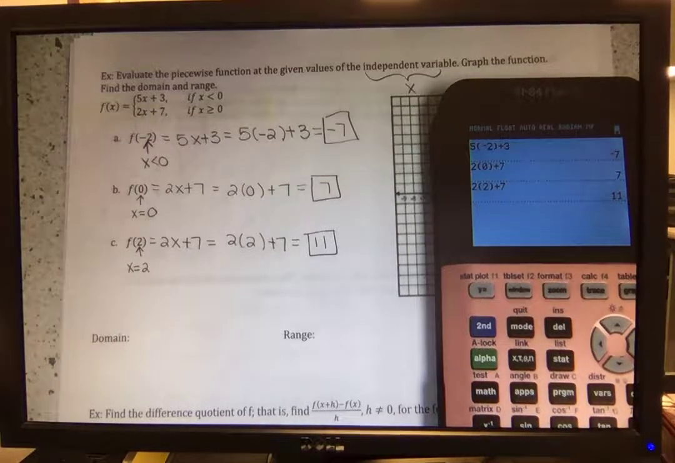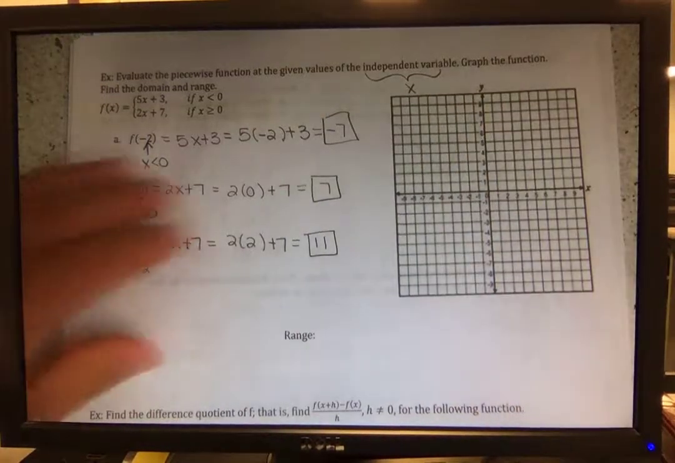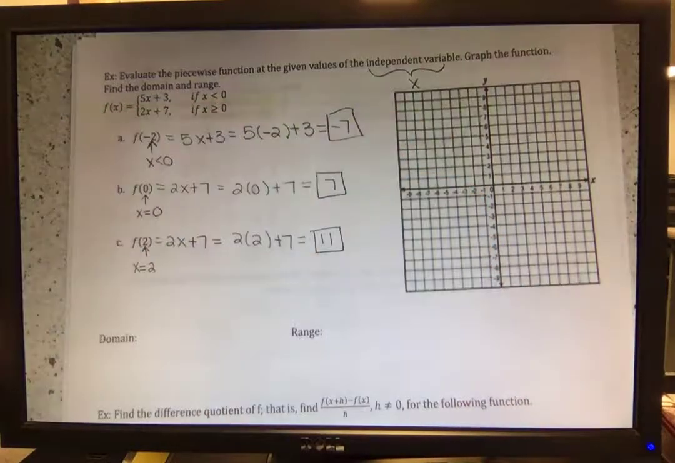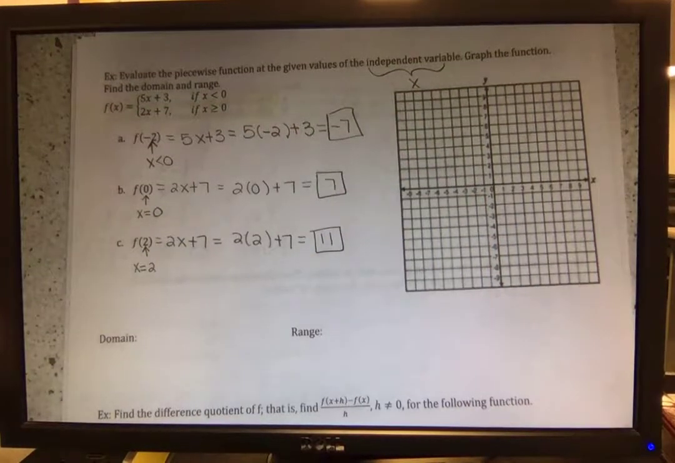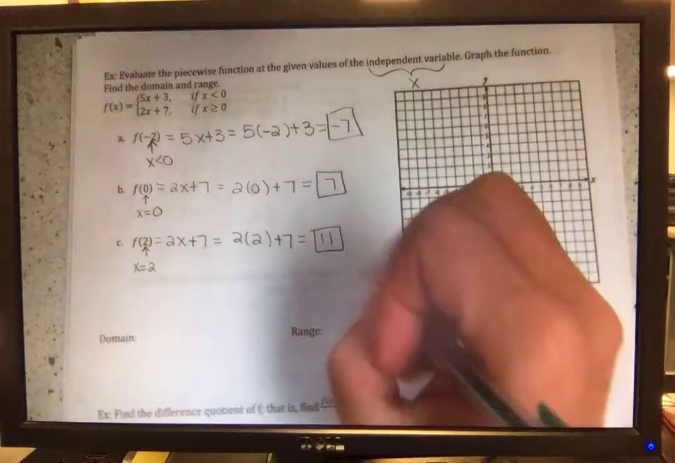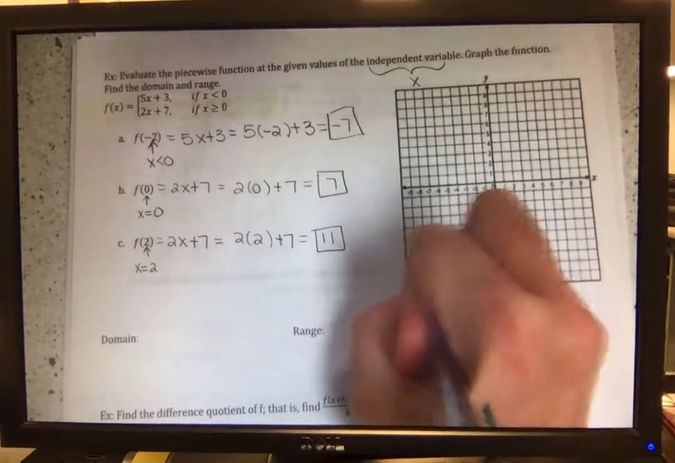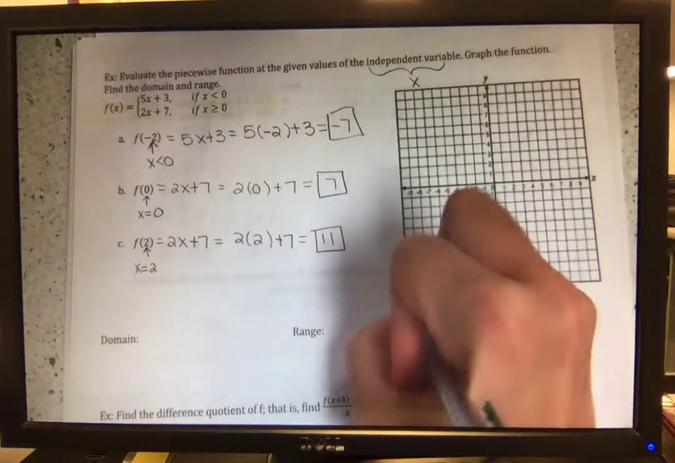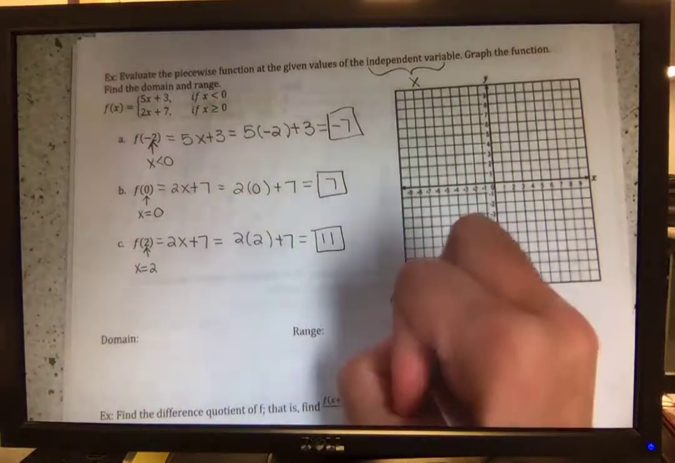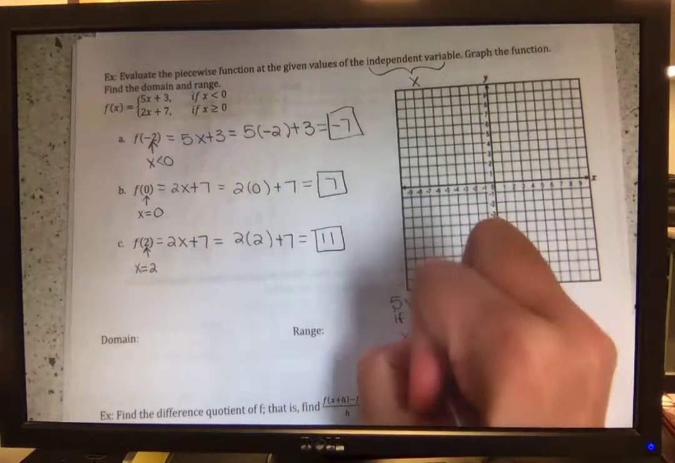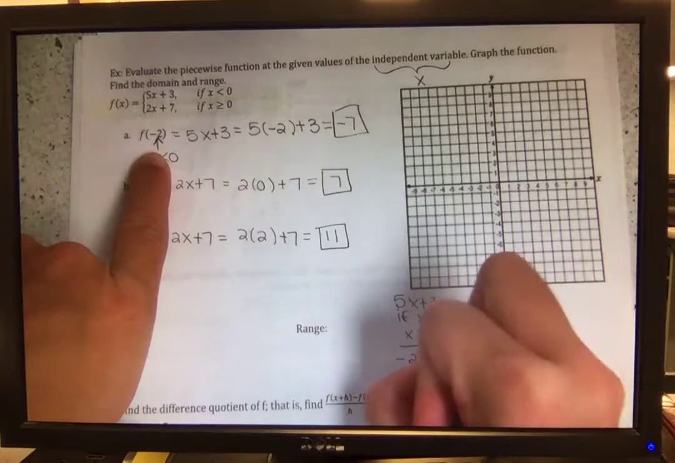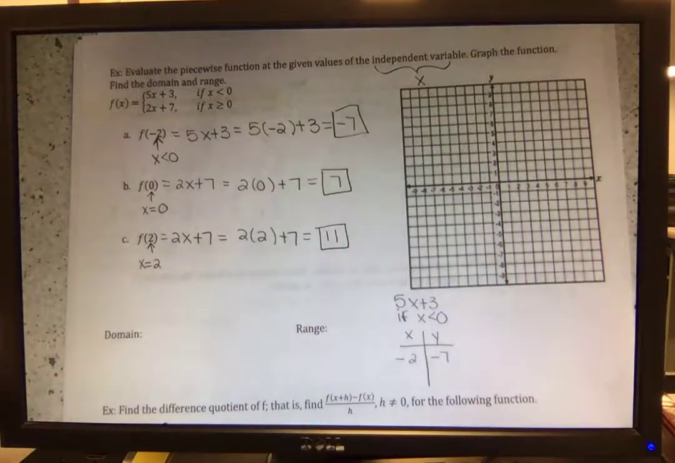So we have two pieces of our graph, so we're going to graph each piece separately. For this first piece, just looking at 5x plus 3 when x is less than 0, let's use a little chart down here. So this 5x plus 3 piece for if x is less than 0. Little xy chart. We already plugged in one point, so let's use what we already have. So let's plug in negative 2, and we got out negative 7.